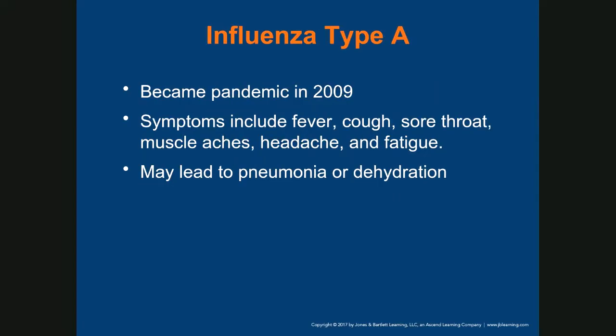Now, influenza type A, we are very much familiar with influenza. It became a pandemic in 2009. Symptoms include fever, cough, sore throat, muscle aches, headache, and fatigue. May lead to pneumonia or dehydration.